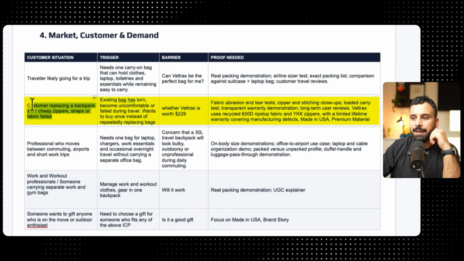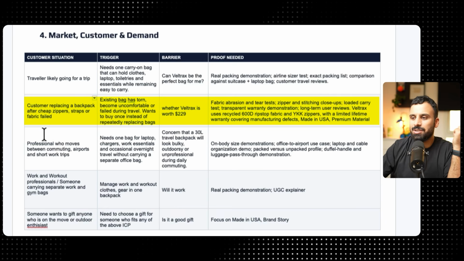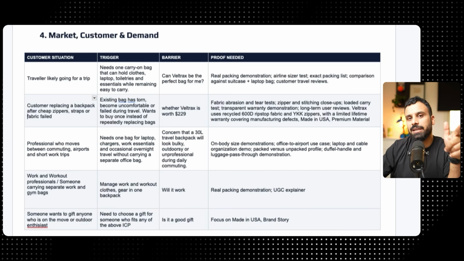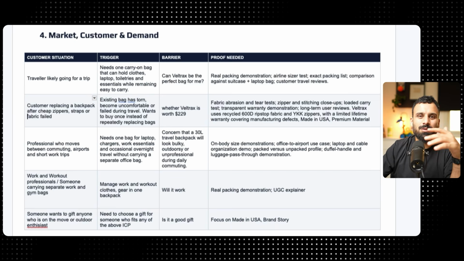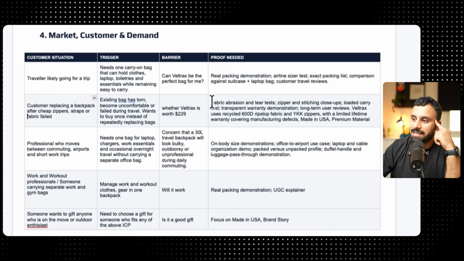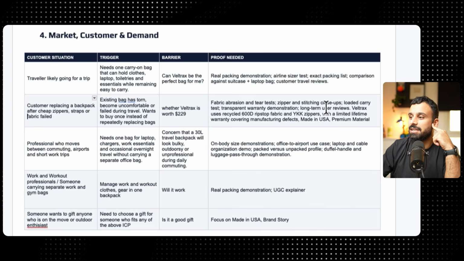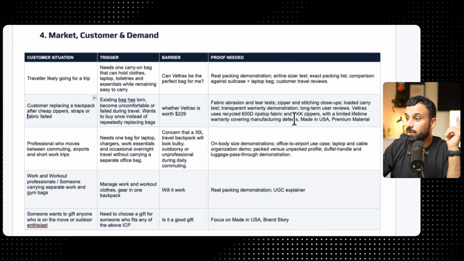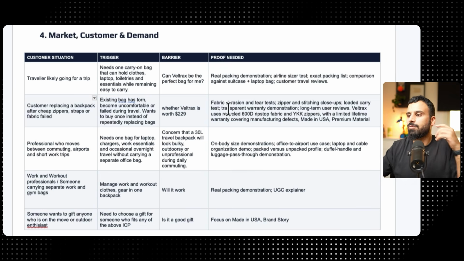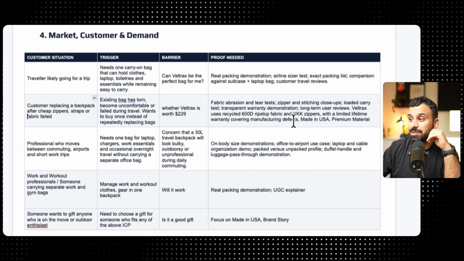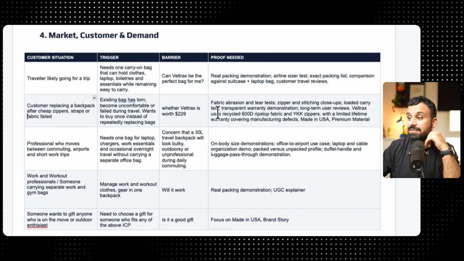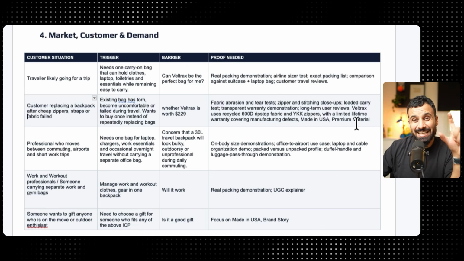For example, this guy who is disappointed with his bag. They want to change the bag because the previous bag was cheap. His barrier would be whether Veltrex is worth $229. I purchased a bag already. Am I going to waste this money again? $229 is not a small amount. This guy will be convinced if you show him ads where you show fabric abrasion and tear tests, zipper and stitching close-ups, load carry test. You show him, let's see, I'm carrying 20 kilos in this bag. You show him how Veltrex uses different kinds of fabrics and proprietary material, YKK zippers with the limited lifetime warranty. That's it. And made in the USA.